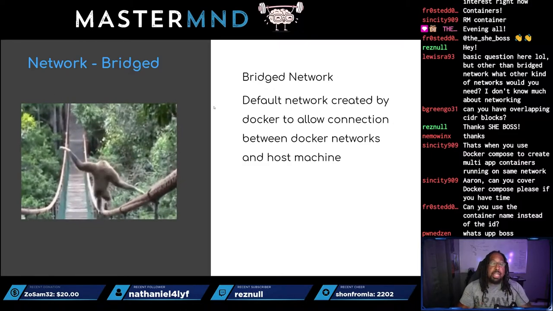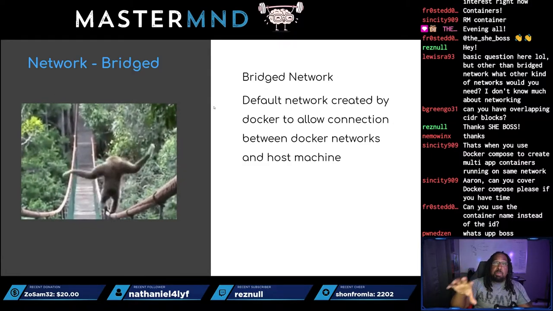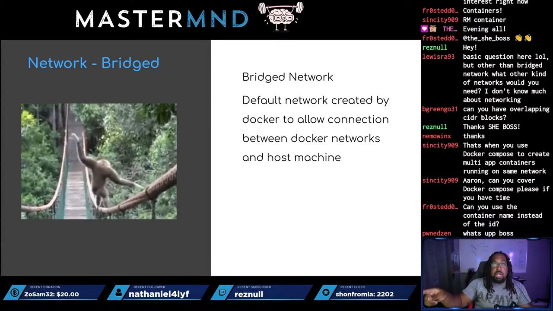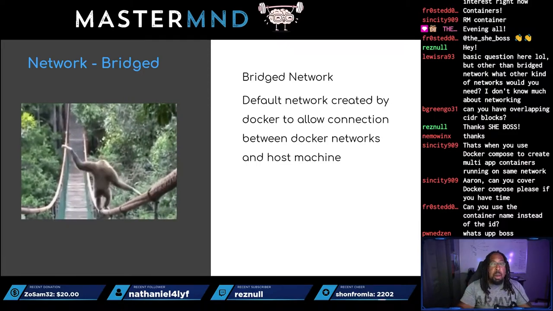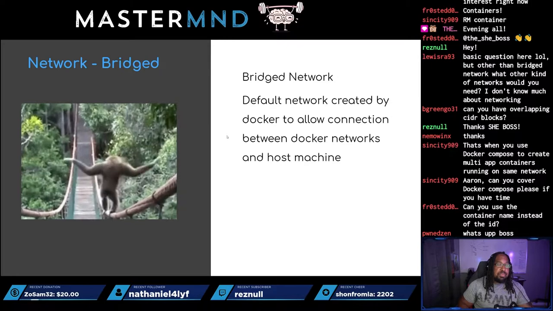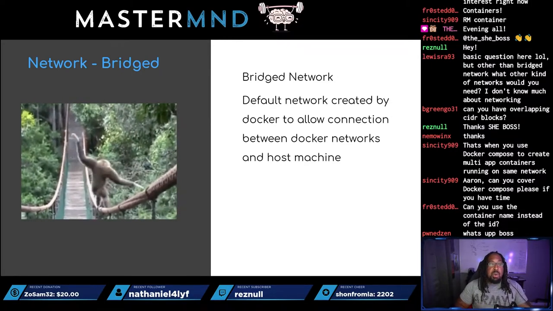And from here, this will allow you to do that port mapping. Because it's a bridge network, it's bridged to your host system. So now you can do some port mapping out to your host system, just like we've done before. Remember, this is the default way that networks work in Docker. All right, so that's bridge networking.